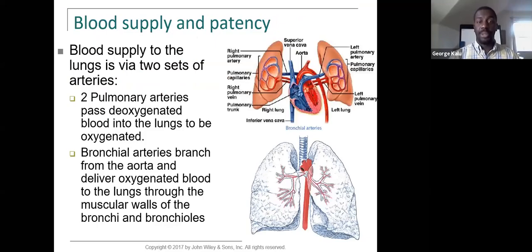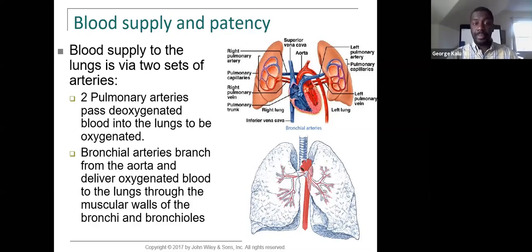Okay. So when we look at the lungs, there's going to be two sets of arteries and two sets of veins coming from the lungs. We've already seen one of them, which is the pulmonary arteries. The pulmonary arteries are involved with moving deoxygenated blood from the right ventricle into the lungs to help that blood become oxygenated. So that's one type.